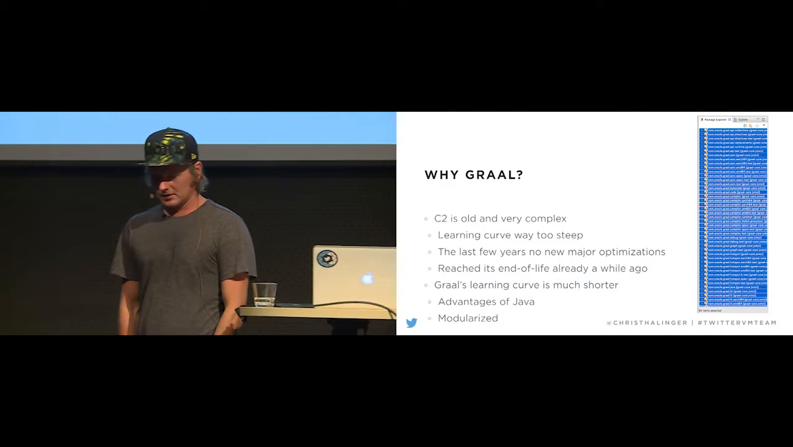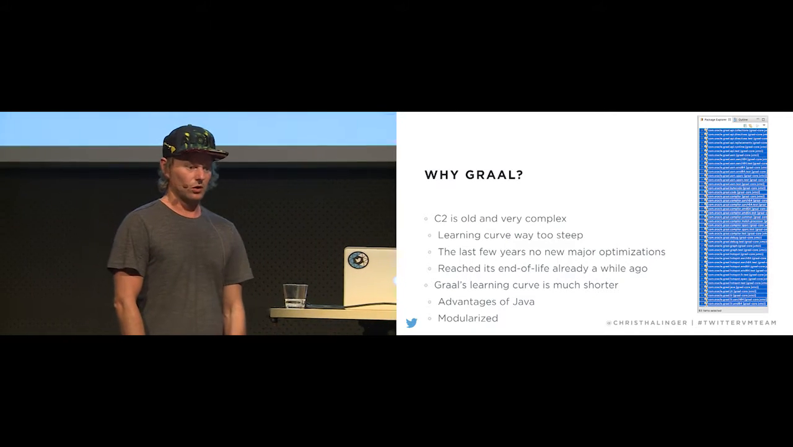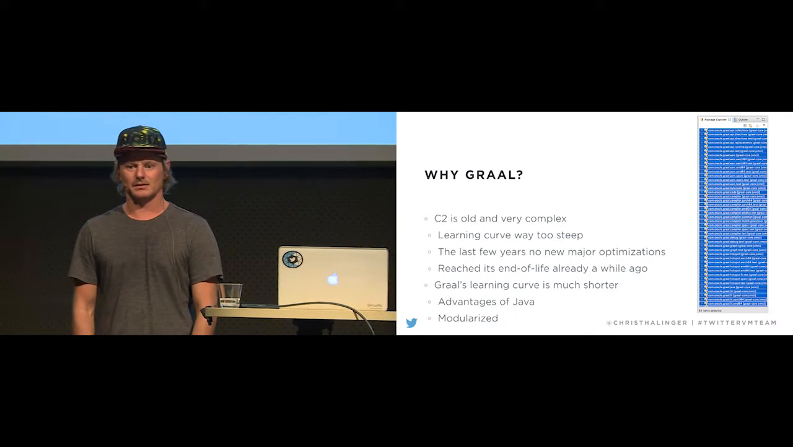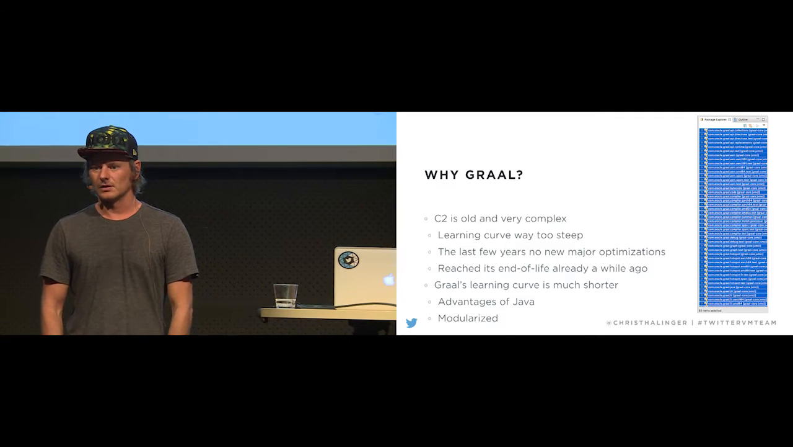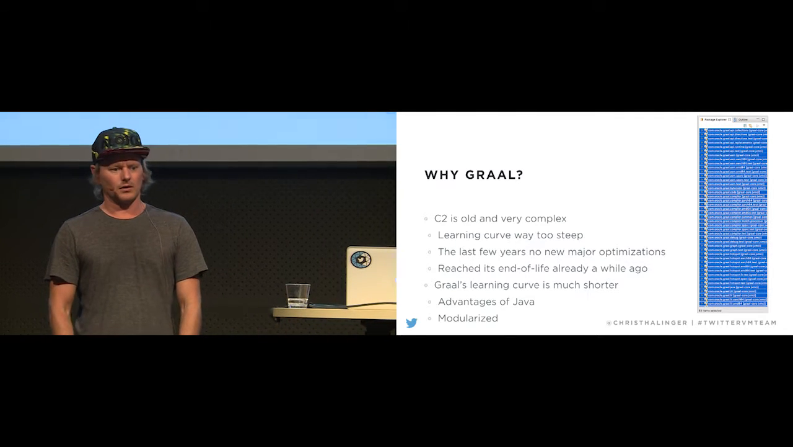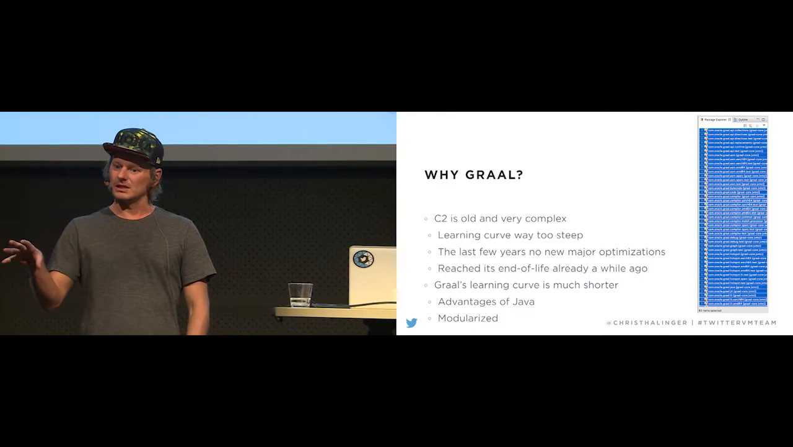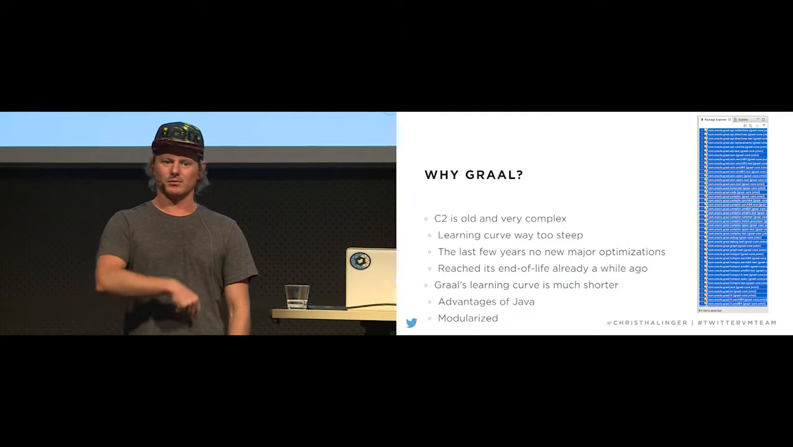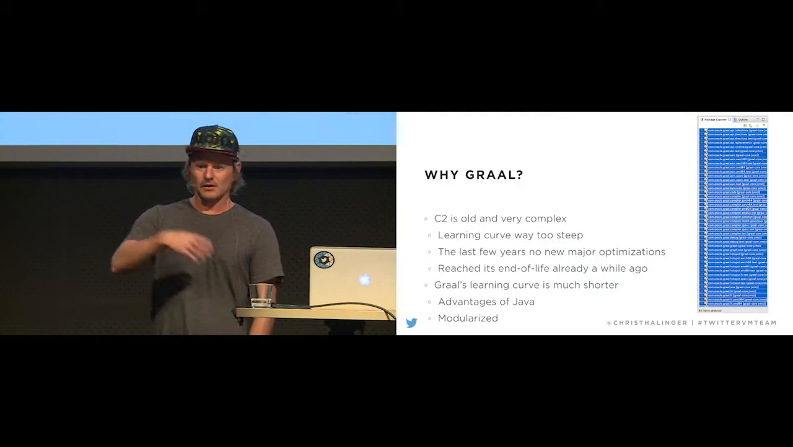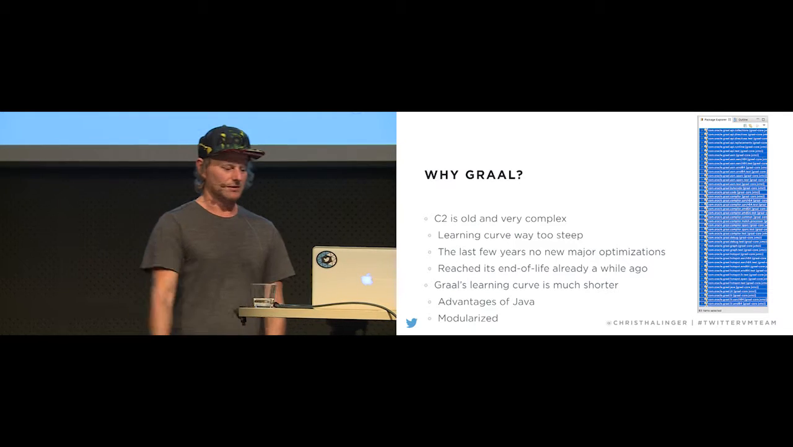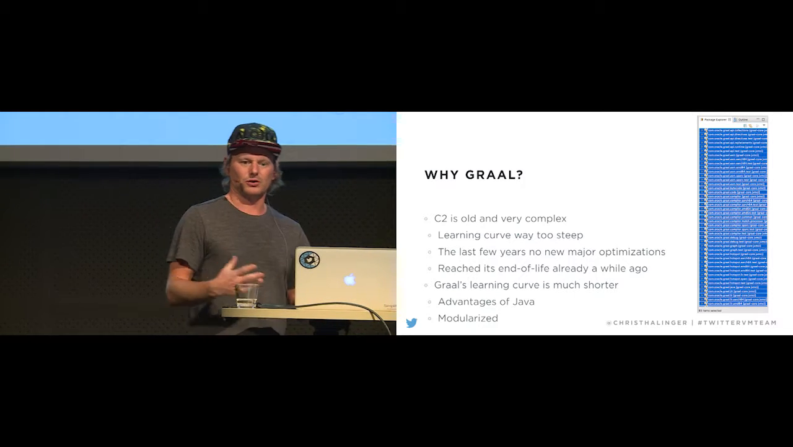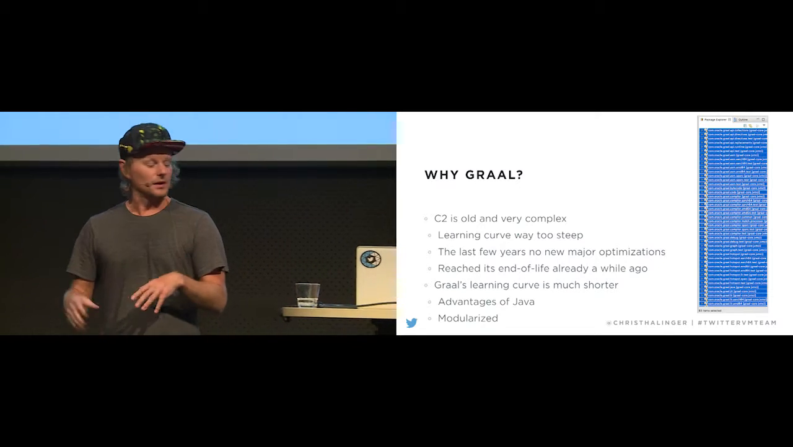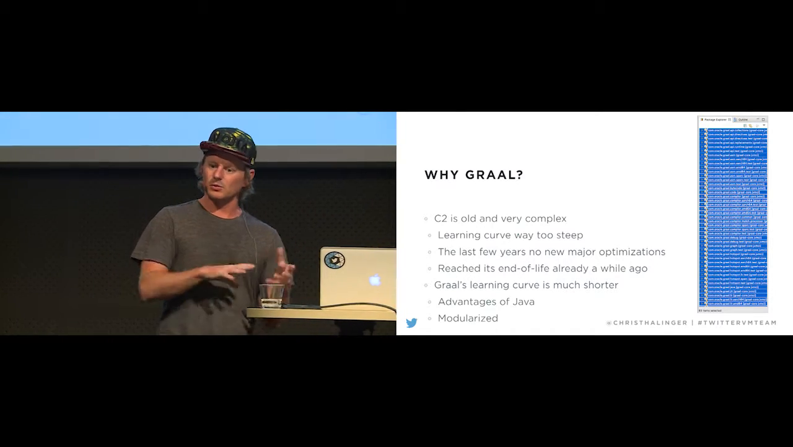And I truly believe that C2 has reached its end of life a long time ago. In the last years, we've basically not done any major optimizations. Everything that's been done in C2 was somehow intrinsics related. So Intel's coming out with a new instruction set, and then we write new intrinsics for that, string indexOf, array copy and all that stuff. But we've not done any major work, like we've not overhauled the inlining, we've not overhauled escape analysis and so on, because it's so complex and no one wants to touch it.